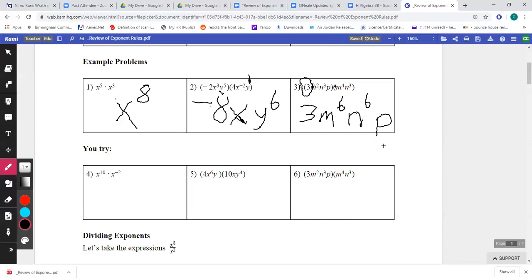Now what I want you to do is I actually want you to pause the video and try 4, 5, and 6. And then when you're done, unpause it so you could see what the answers are. Okay, so for number 4, if I add the exponents, this should be x to the eighth.